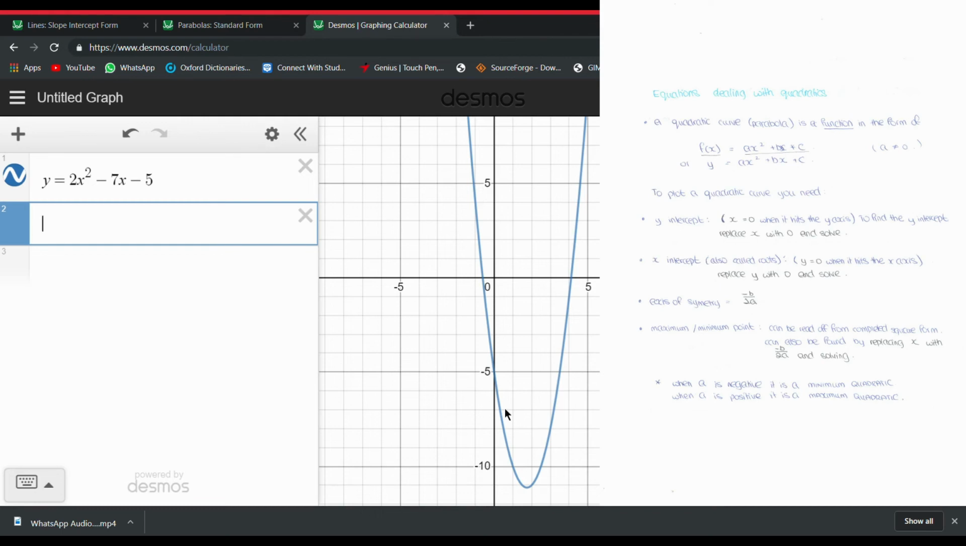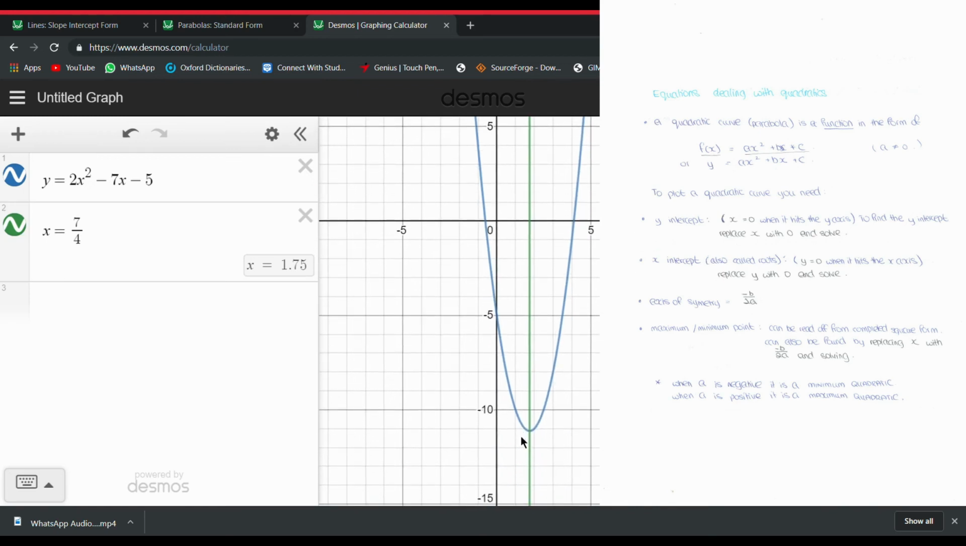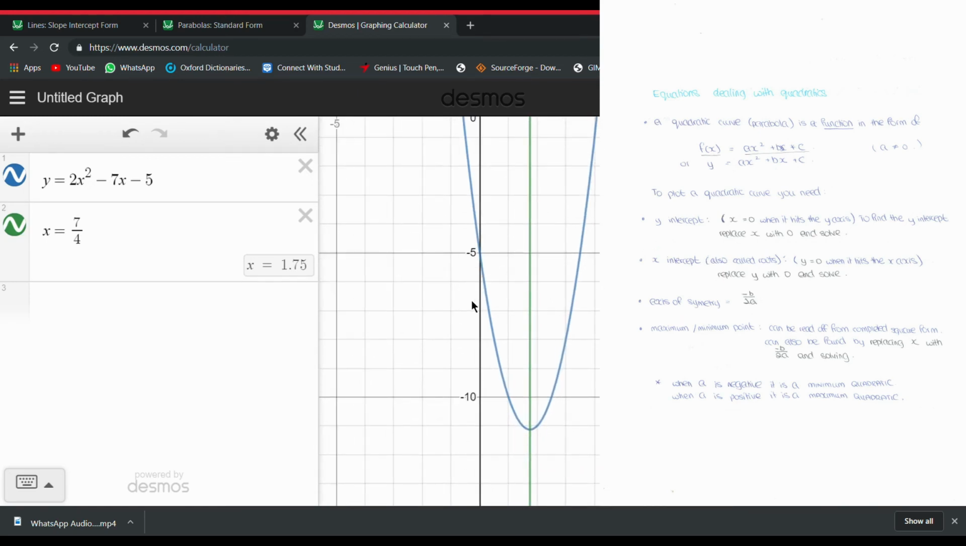I won't bother doing it any simpler than that. So it'll be x is equal to 7 over 4. Because remember, a vertical line would be just x is equal to something, right? X is equal to a constant. So that is your axis of symmetry. Now you could also find your maximum point. I mean, they might ask you for the axis of symmetry anyway. But you could also find your maximum point by reading it from the completed square form.